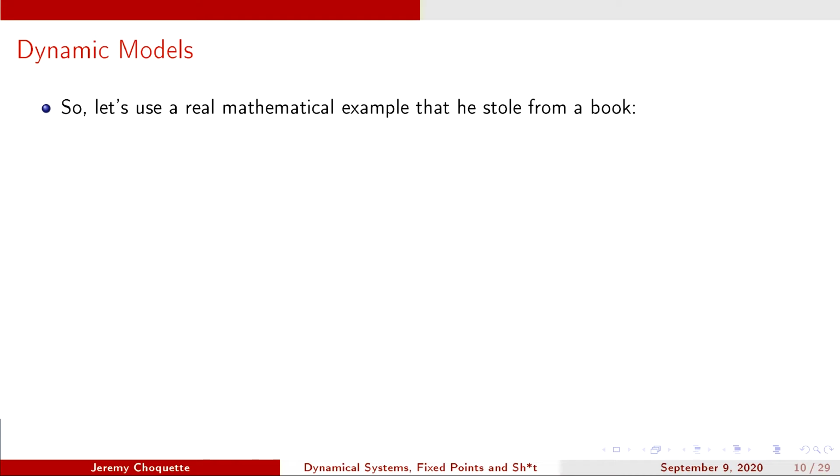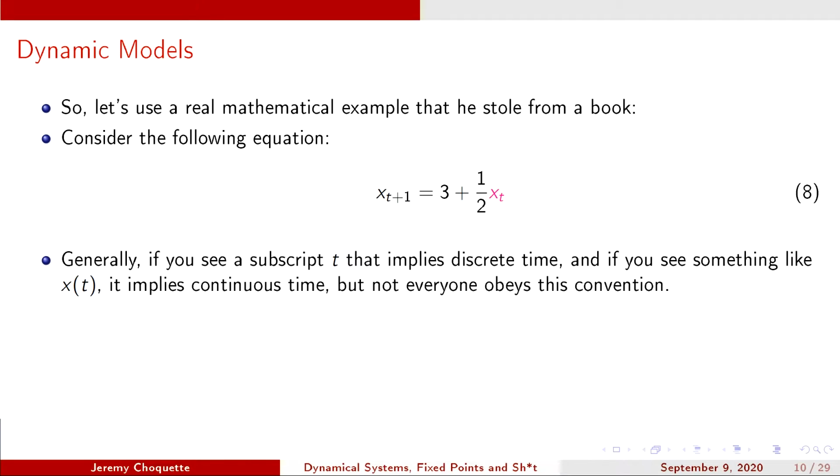Now, let's look at a mathematical example that I totally came up with on my own. Let's consider the following equation. So we've got x_{t+1} equals 3 plus 1/2 times x_t. Well, if you see a subscript t, that implies that we're in discrete time. If you see something like x of t, it implies continuous time. Not everybody obeys this convention, but we're going to because that's just kind of the right thing to do. We'll be dealing only with discrete time in this case. Continuous time gets a little weird. It adds a lot of calculus. I don't want to mess with it.